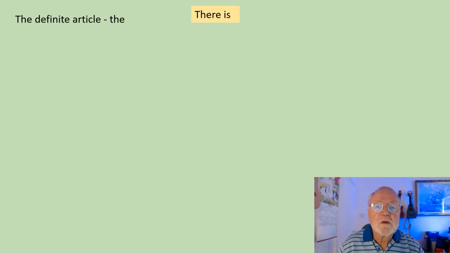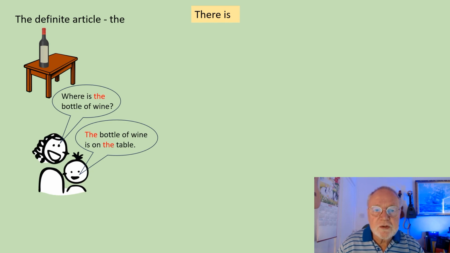From my earlier videos, you'll know how to use the definite article. So we can look at this bottle of wine and a table, and we can ask this question. Where is the bottle of wine? The bottle of wine is on the table. And we can do that because we know which bottle and which table we mean.